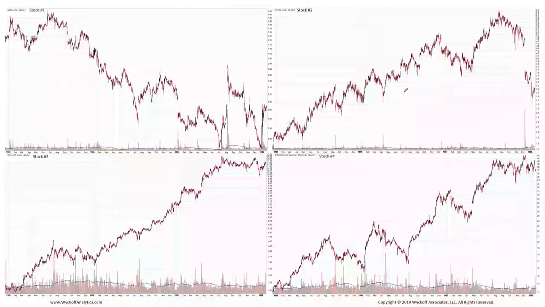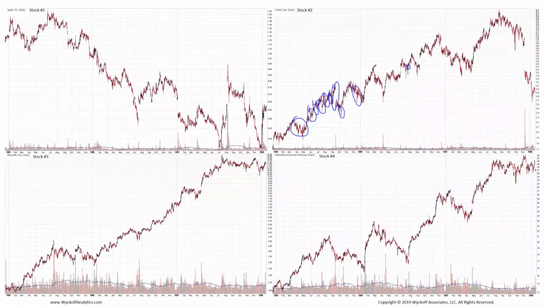Stock number 2, we were right here. And again, it's just the nature of how the stock moves with a lot of stopping actions that is counter to the whole trend that we have. So it's almost like there is somebody that always is going to sell into the strength, sell into the strength.